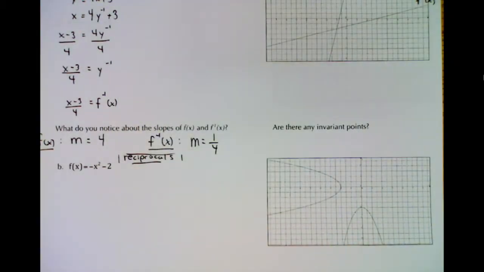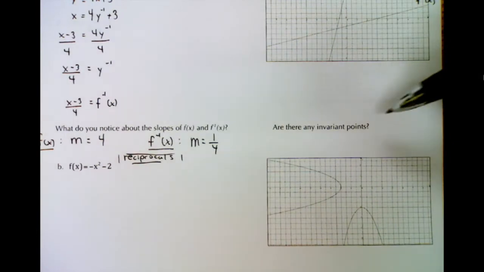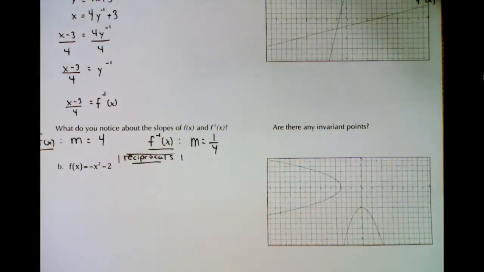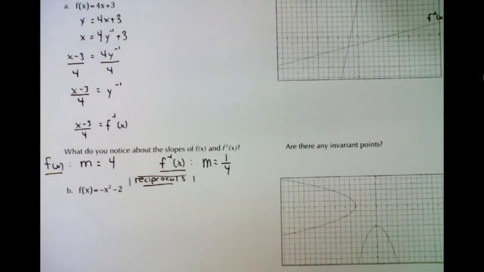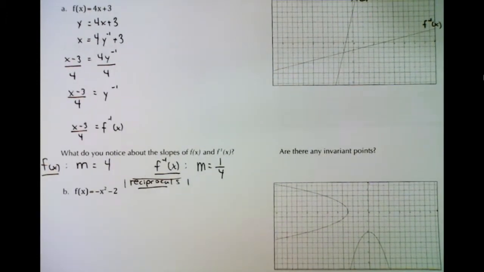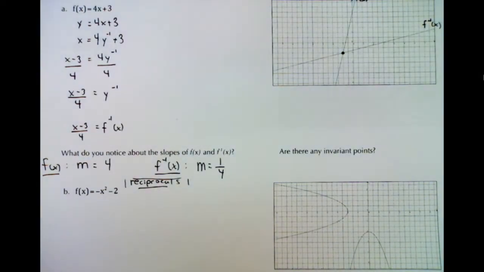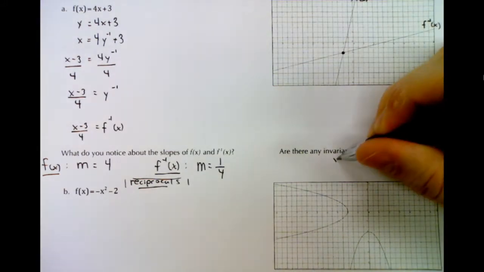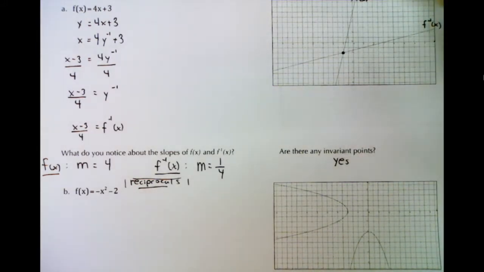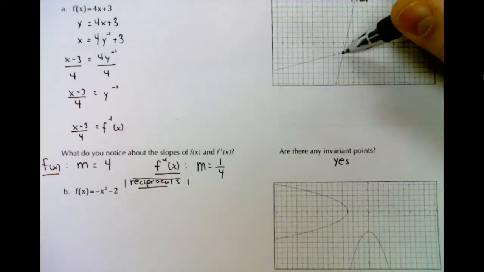Second question, are there any invariant points? An invariant point means, are there any points on the graph that don't change when you reflect it over the y equals x or when you find the inverse? And we have one invariant point. It's where both the function and f of x cross. So yes, we do. We have one point, and that point, if you read the coordinates, is -1, -1.